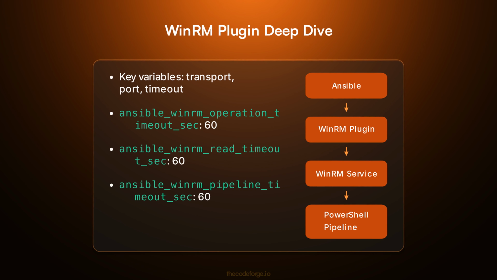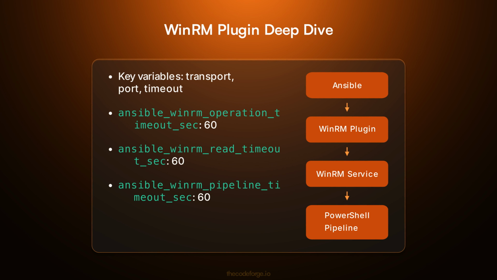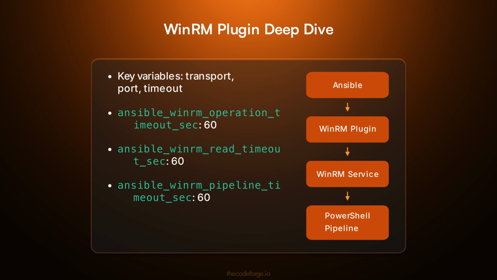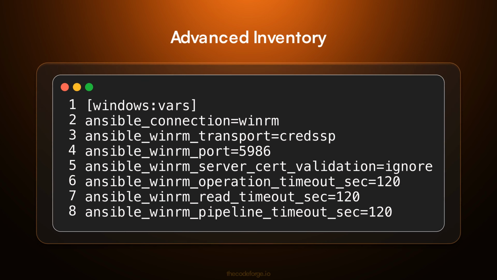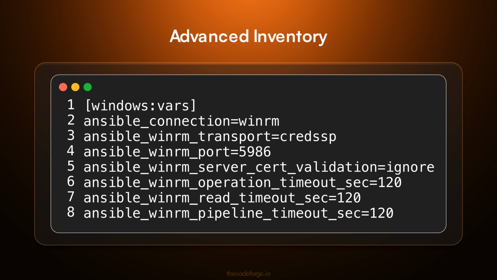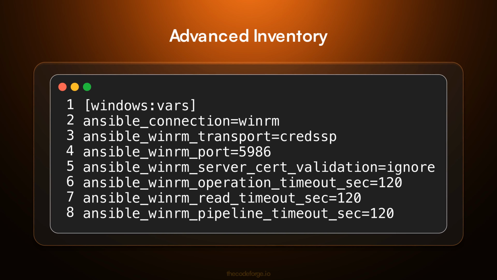The WinRM connection plugin has several timeout variables that control how long Ansible waits for operations. For long-running PowerShell scripts, you need to increase these timeouts to avoid failures. This inventory snippet sets advanced WinRM settings for all Windows hosts. Note the increased timeouts to accommodate long-running tasks.